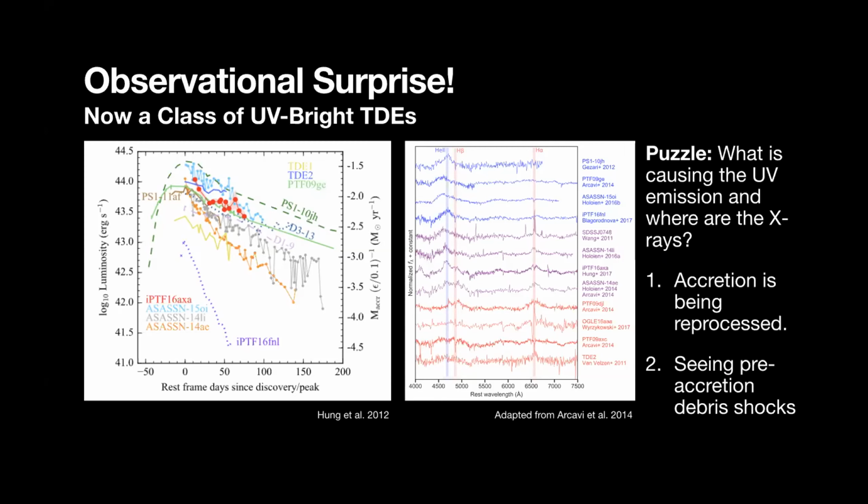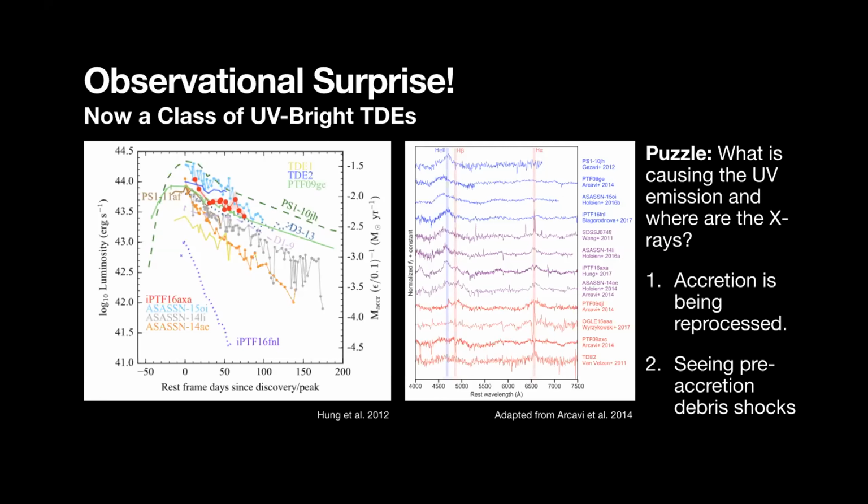Or that we're seeing the processes that happen before the accretion disk is formed, where the debris is still circularizing and creates shocks in the outer part of the stream, far from the supermassive black hole. And these outer shocks emit at these temperatures. And so maybe we're seeing the processes before the accretion. So these are the two models. Again, Nick will go into them in more detail, but I want to show you some more observations.